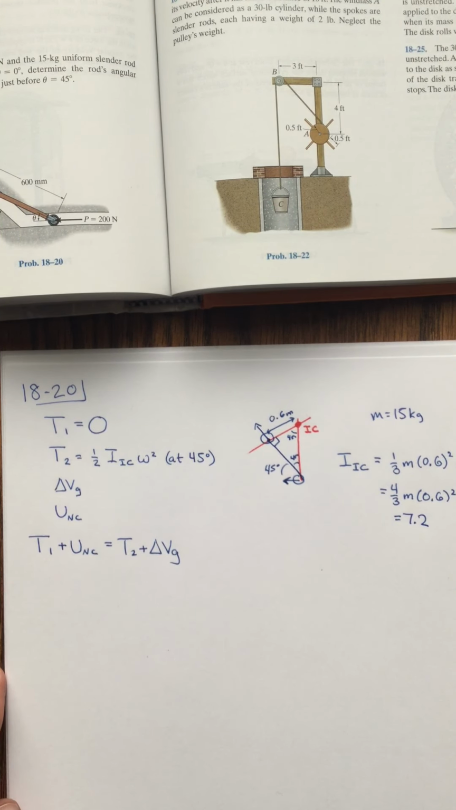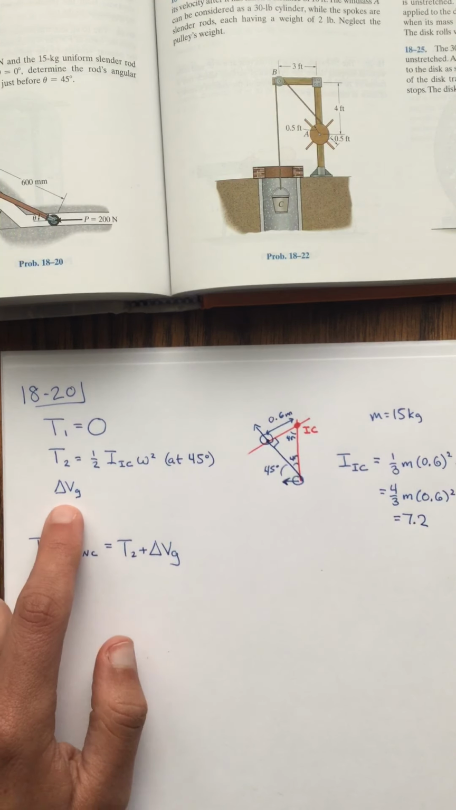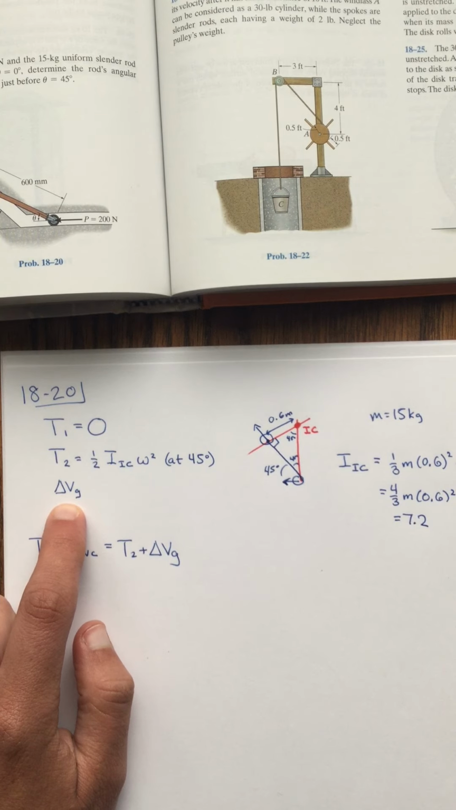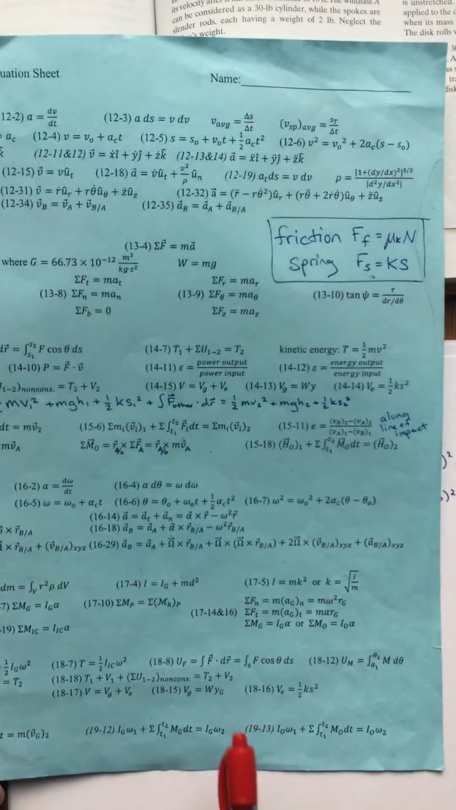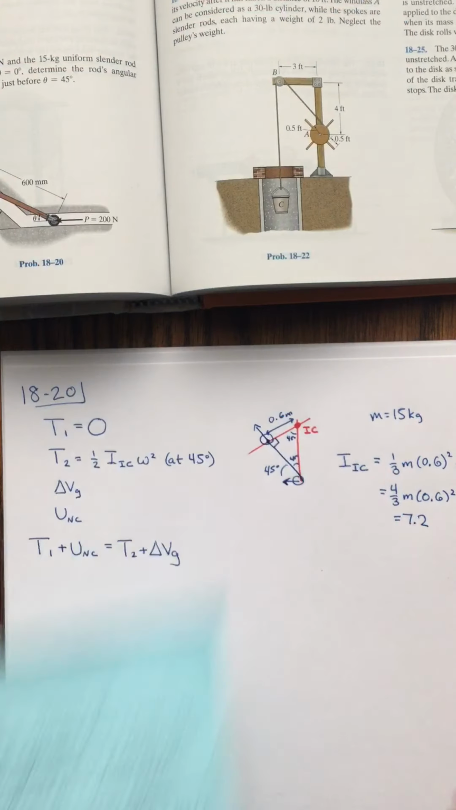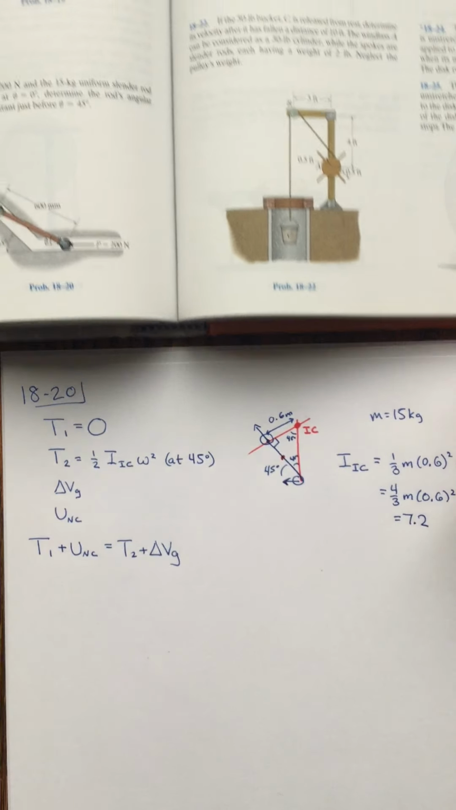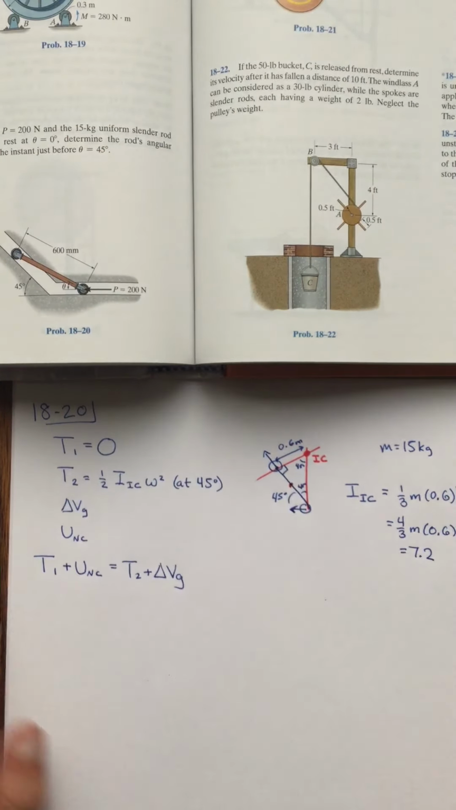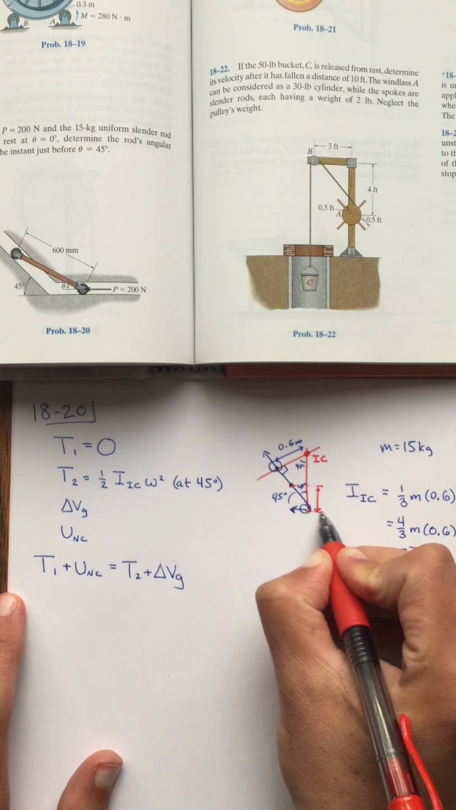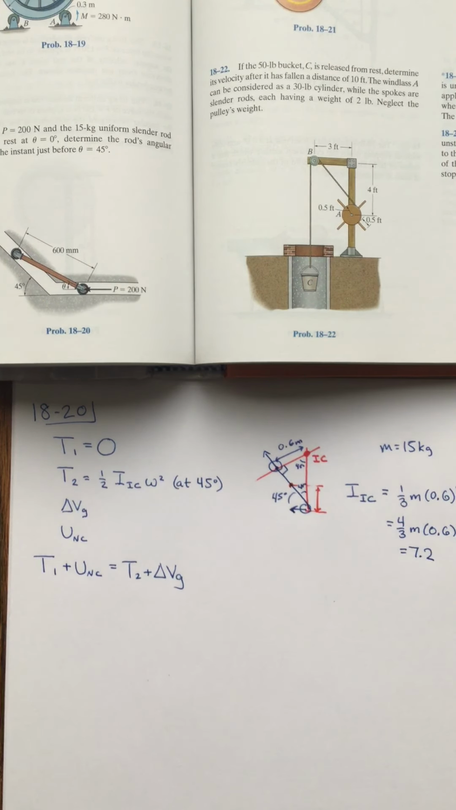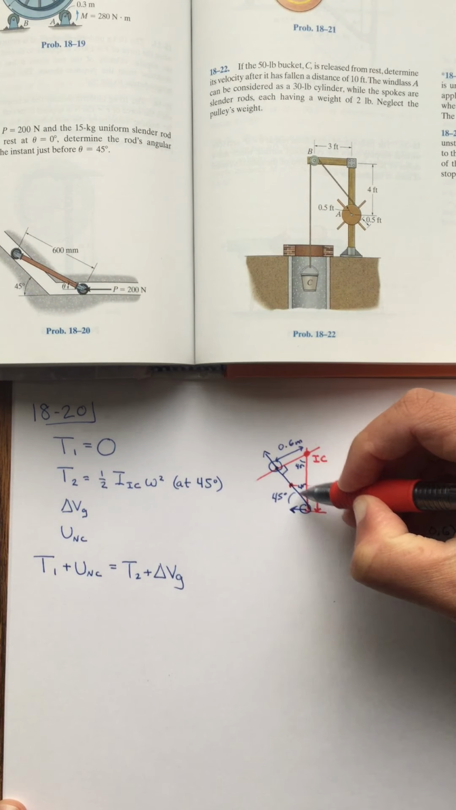And what am I looking for here? I'm looking for the angular velocity. So I could put the 7.2 in here. Then I have to find the change in gravitational potential energy. Well, for the change in gravitational potential energy, I'm looking at how the height of the mass center changes. So the mass center was here. Initially, the angle was 0 degrees, so the change in height would be the distance from here to here.